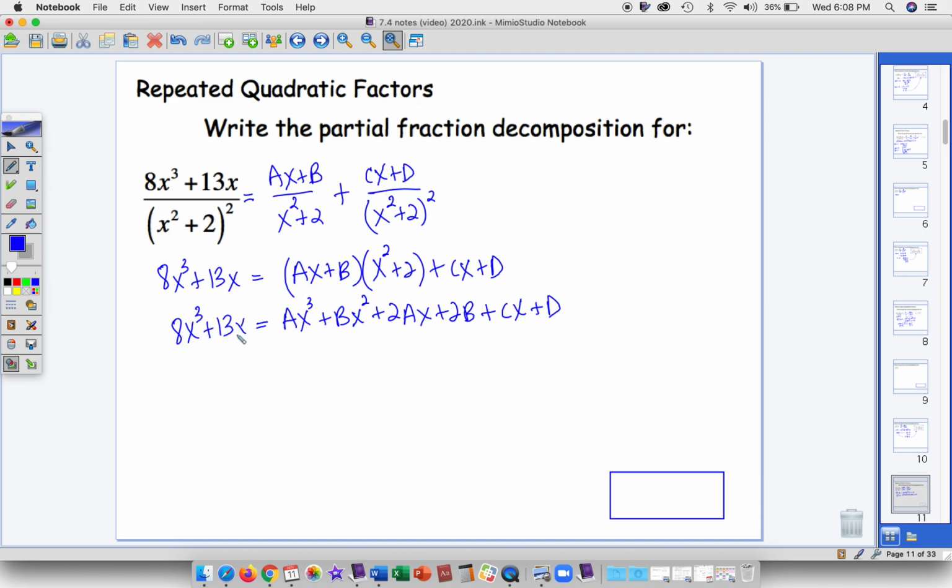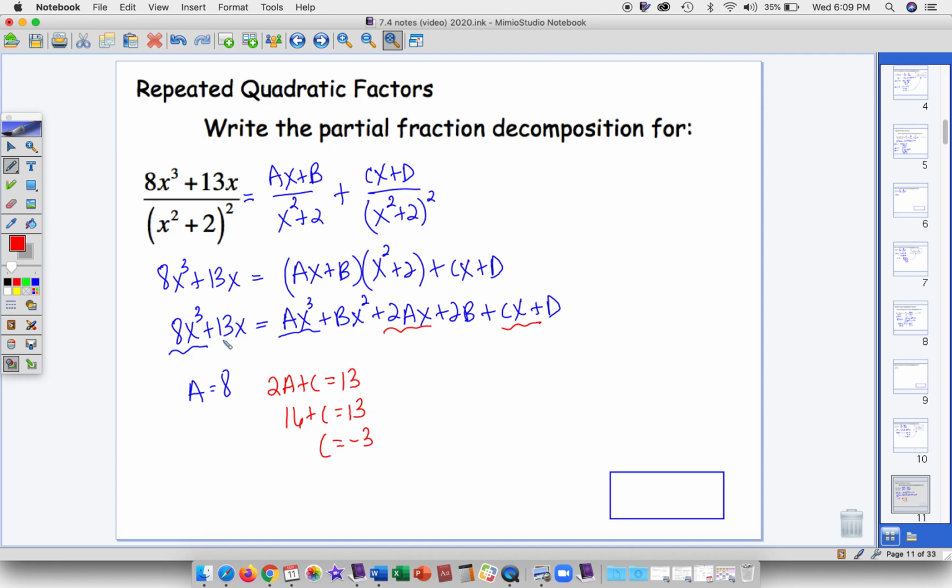And then I'm going to use that method again of comparing coefficients, because I only have one x cubed, which tells me right off the bat a is equal to 8. For my linear terms, I have the 2a, let me change color here for a second, 2ax plus cx. So that tells me that 2a plus c is equal to 13. I know a is 8. So that means c is equal to -3.